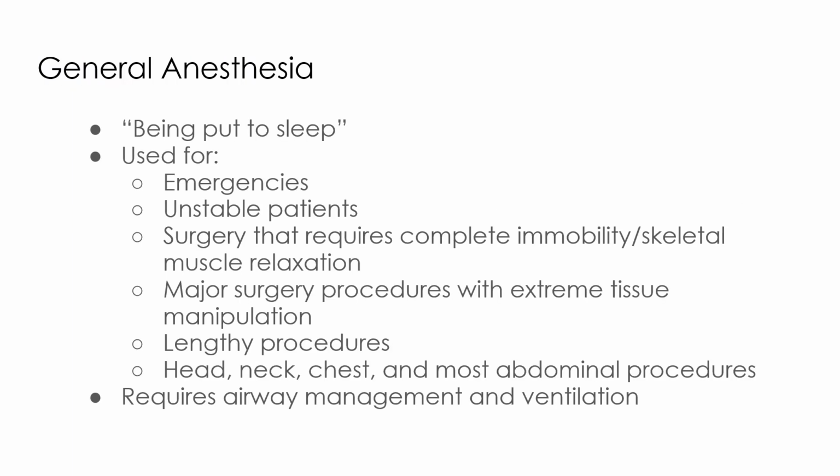General anesthesia, in easy terms, is basically being put to sleep. It's used for emergencies, unstable patients, surgery that requires complete immobility and/or skeletal muscle relaxation, as well as major surgery procedures with extreme tissue manipulation. General anesthesia is for lengthy procedures, as well as head, neck, chest, and most abdominal procedures. It requires airway management and ventilation by the anesthesiologist or CRNA.